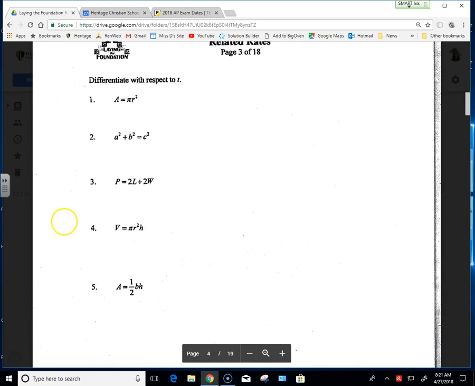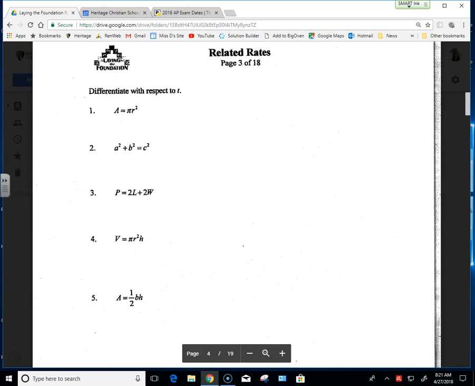Cool. Okay, hold on. What's this page trying to make you practice? Differentiate with respect to t. Are you finding dA/dr or dA/dt? How do you do dA/dt? Take d/dt of both sides, right? What's the derivative of 1a? What's the derivative of the next side? 2 pi r. Don't stop believing. Okay, so how about number 2?